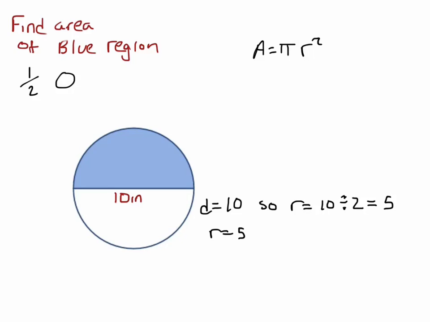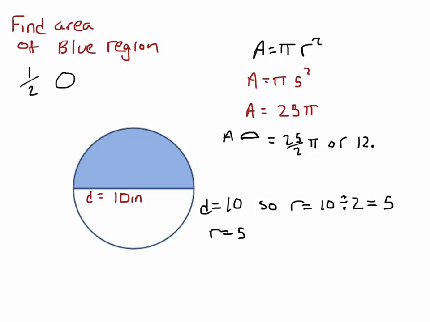So real quick, this is our diameter, so I have to cut that in half to get the radius. So the radius is 5. So A equals 5 squared, which I think we've already done one like this. So area would equal 25 pi. But we have to divide that by 2. So my answer, I'll just leave it like this. Half circle equals 25 over 2 pi, or 12.5 pi. Okay, that's good.